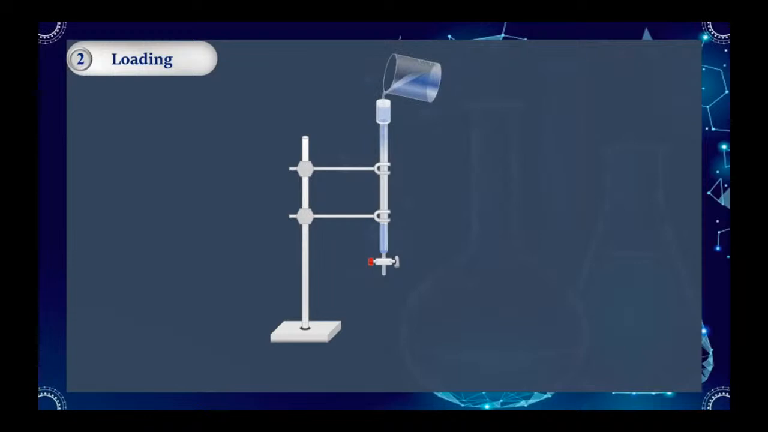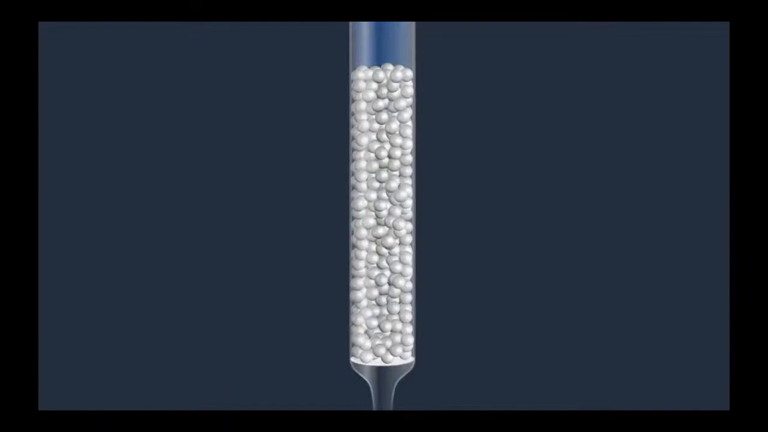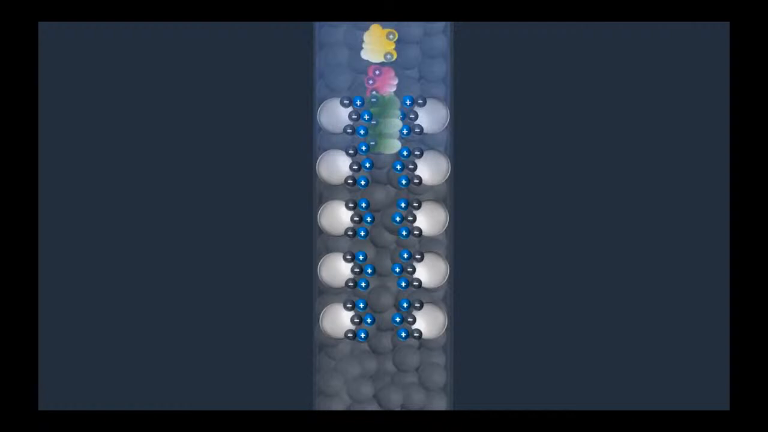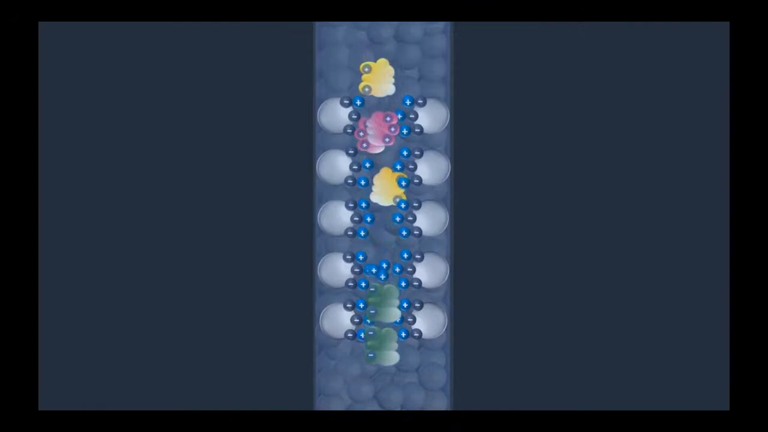If we apply cation exchange chromatography, a protein that has a net positive charge will bind to the negatively charged beads of the stationary phase. On the other hand, uncharged proteins, or those with a net negative charge, would not bind. They pass through the column at the same speed as the flow of buffer.